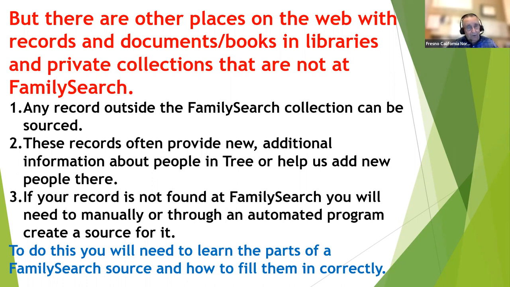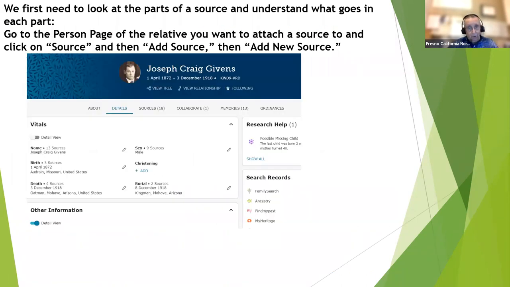program that we have, all the different fields that are in a source so that we know what we've got to fill out. And so what we'll do is we'll go over into Tree and we'll pull up a source is what we're going to end up doing. Now, Tree has begun to change a little bit. I'm showing you the new version of the person page. Things have been moved around, but everything that we need is pretty much where it used to be.